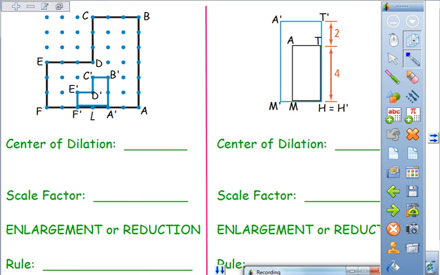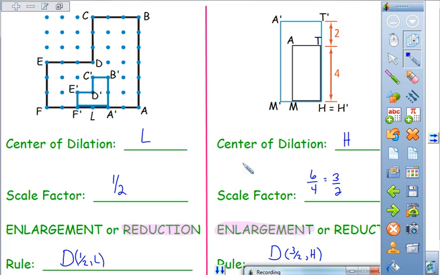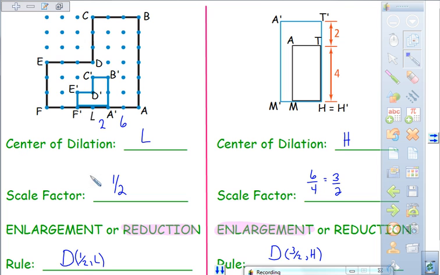Try these next two problems. Hit pause until you're ready for the answer. In the first example, we're looking for some side lengths. So I see a bottom of 2, and then 2, 4, 6 for the other side length. So when we look at that, our 2 divided by 6 gives us 1/3. So our dilation factor, scale factor, is 1/3, and the center of dilation is L for a reduction.